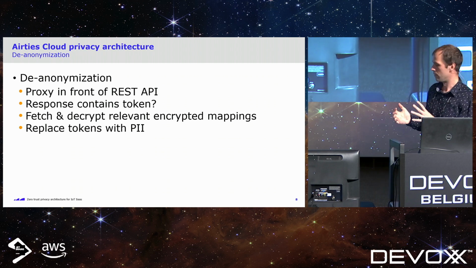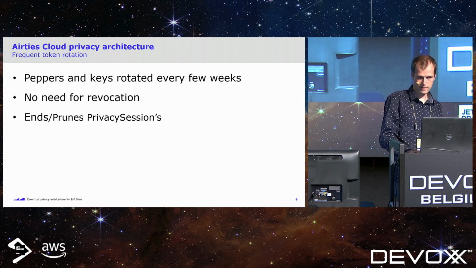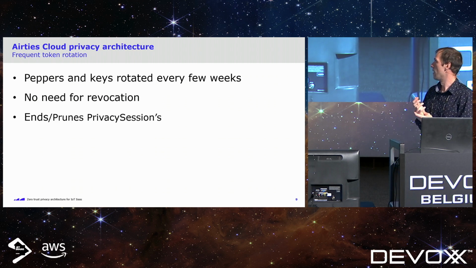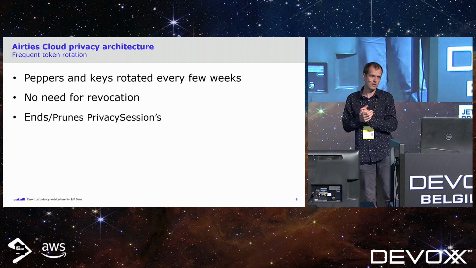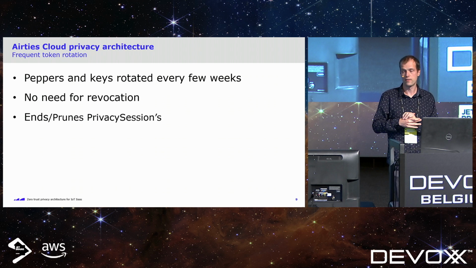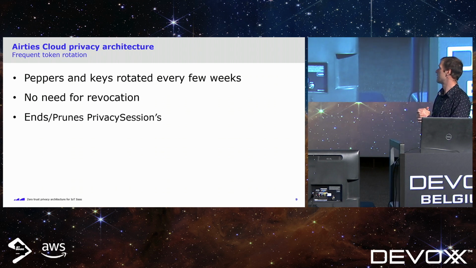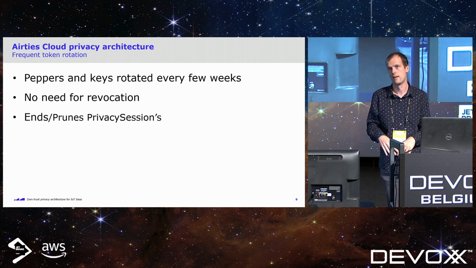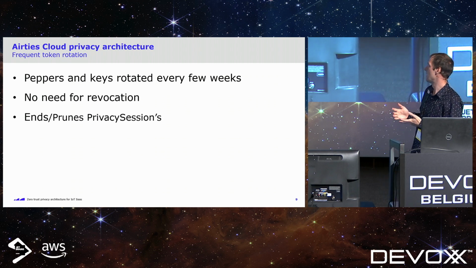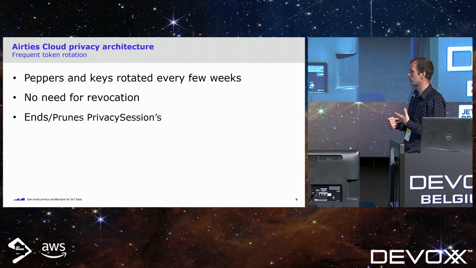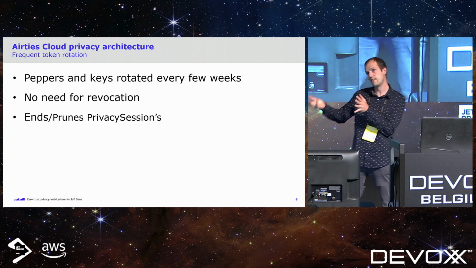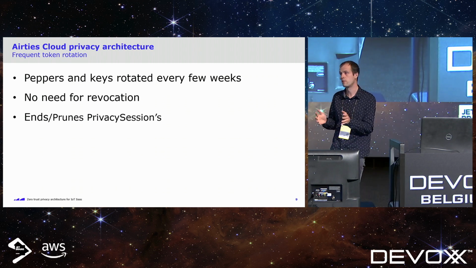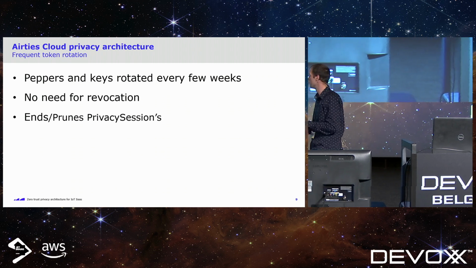So a few practical things we also do is, everything which is related to encryption keys, we rotate those things very often. We rotate them every few weeks, 3-4 weeks. All these peppers and private and public keys are rotated. This means that we don't need any revocation mechanism, because if we need to revoke it, we just rotate everything and everything is revoked.